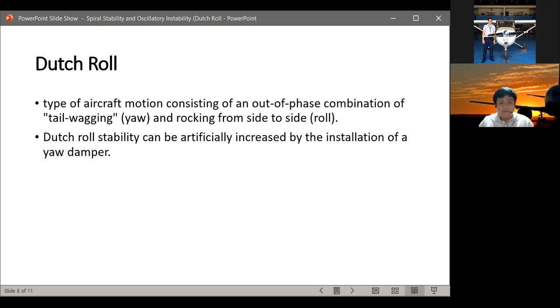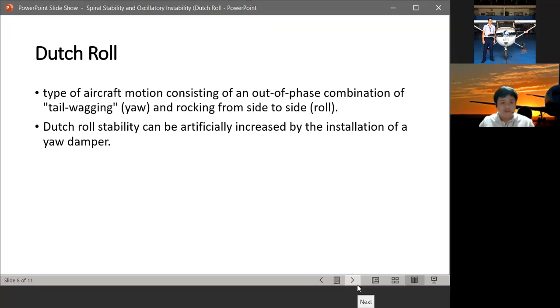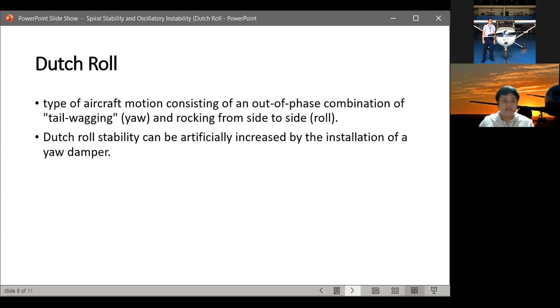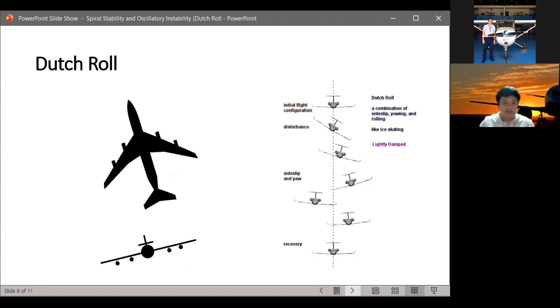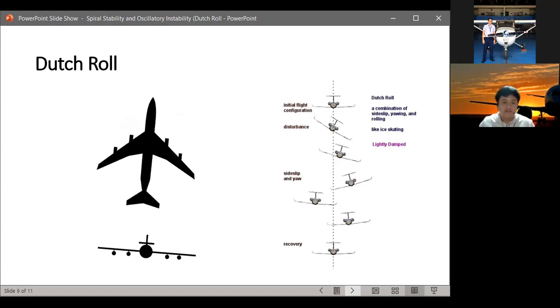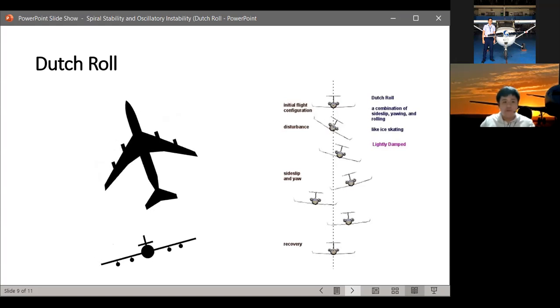So as you look at your screen, you may see how Dutch roll works in the air. As you can see, our GIF shows how the Dutch roll will be moving.